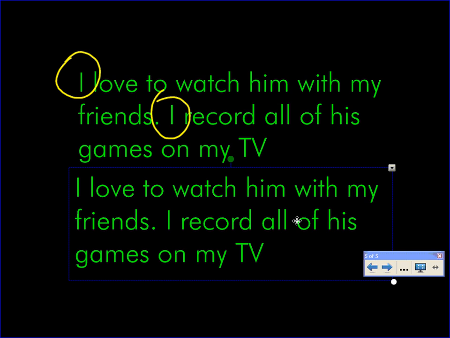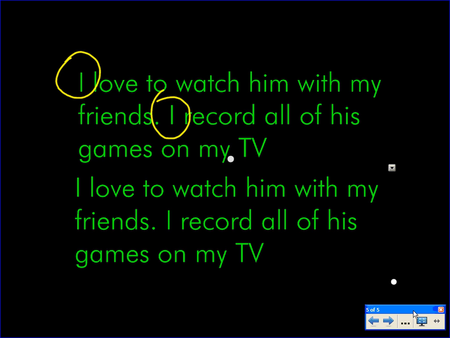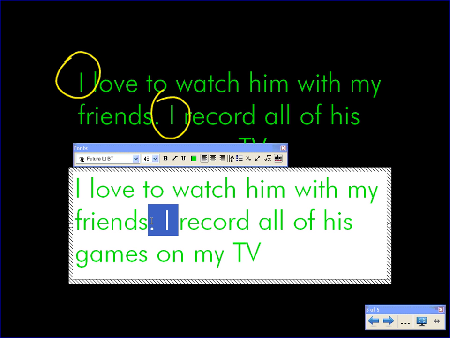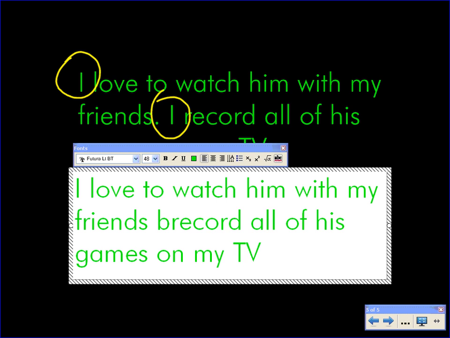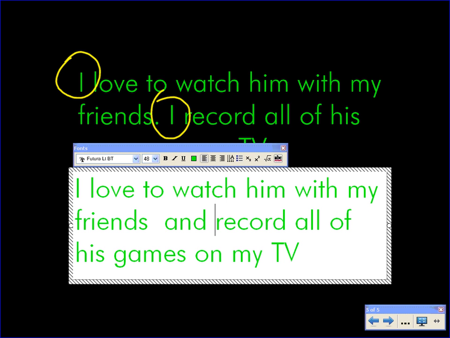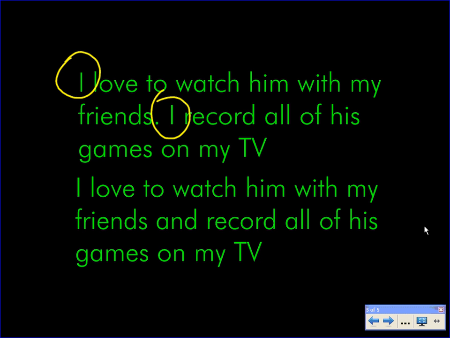Logan, do you see it? Yeah. What do you got? I love to watch him on my friends and record all the games on my TV. That's it. Yeah, you got one, Mason? Yeah. All right, I think four one-clause sentences. Yes. Give me two. Type them. We've got time for one more.